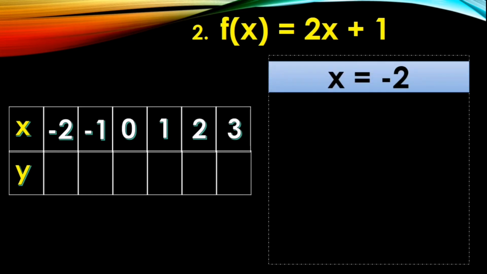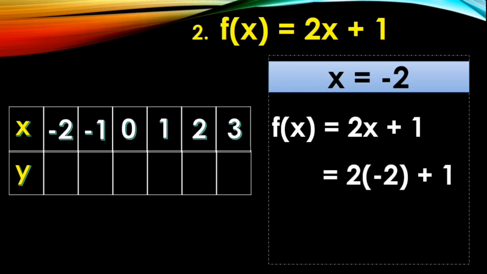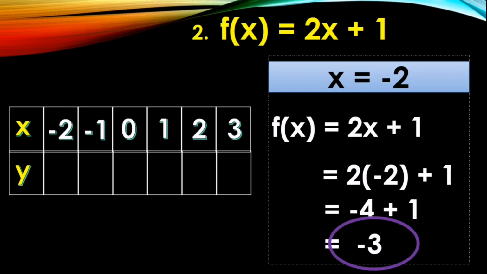Now if x is equal to -2, what will be the value of y? So we will copy the equation and then substitute the value of x, which is -2. So that will become f of x is equal to 2 times -2 plus 1. 2 times -2, that is equal to -4 plus 1. Negative 4 plus 1 is negative 3. So if x is negative 2, then y is equal to negative 3.